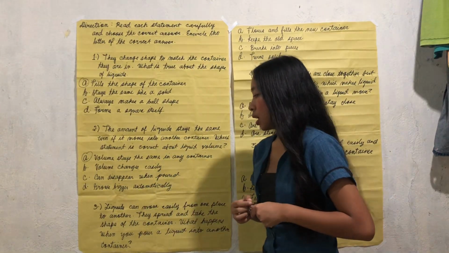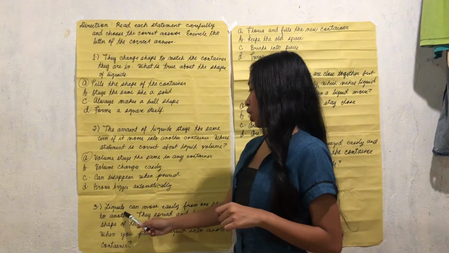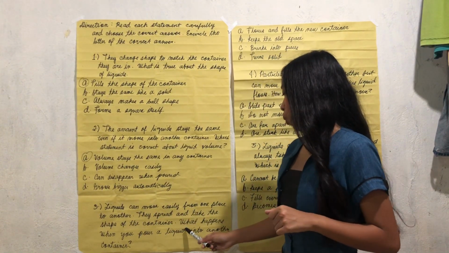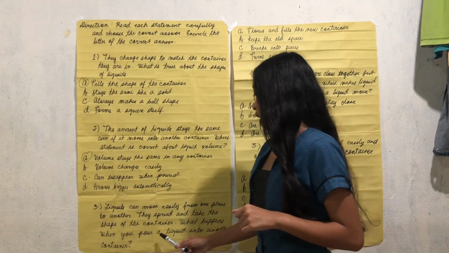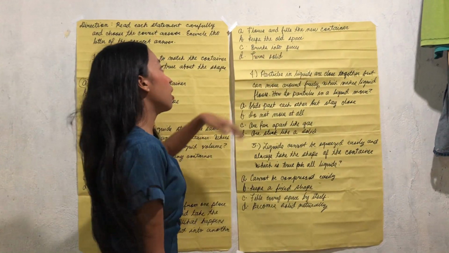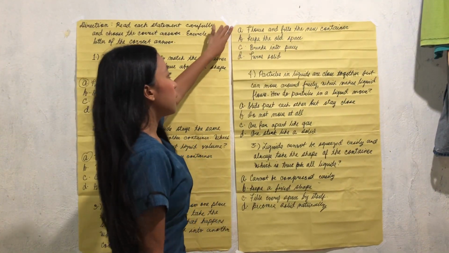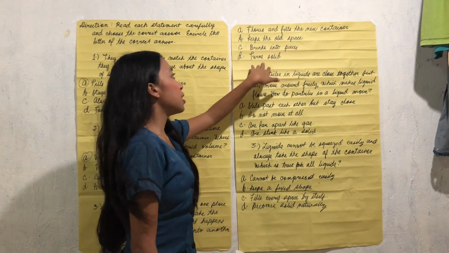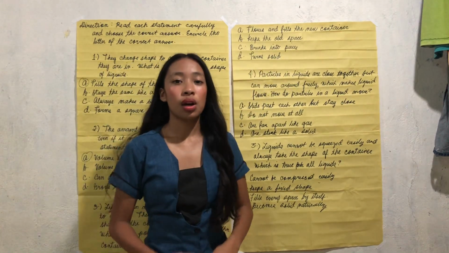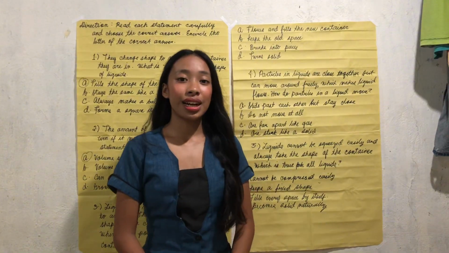Number 3. Liquids can move easily from one place to another. They spread and take the shape of the container. What happens when you pour a liquid into another container? A. Flows and fills the new container. B. Keeps the old space. C. Breaks into pieces. And D. Turns solid. What is the answer of number 3? Letter A.